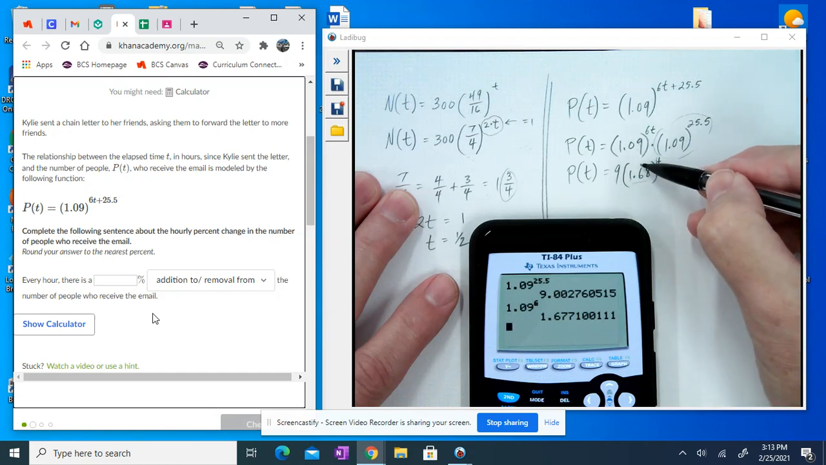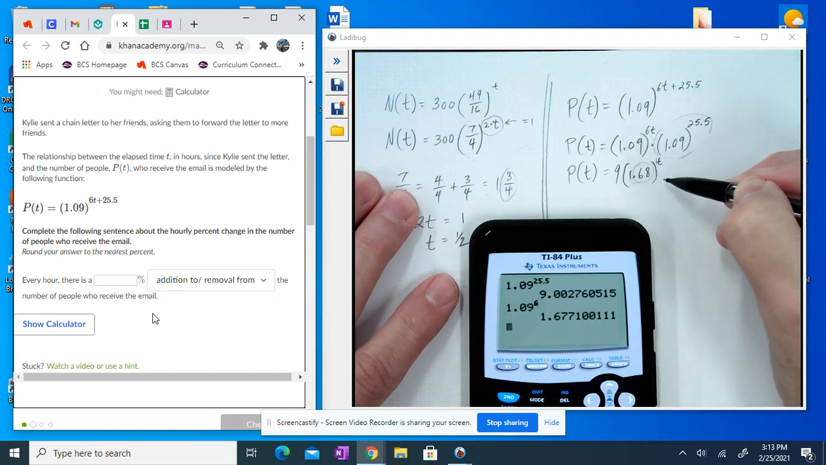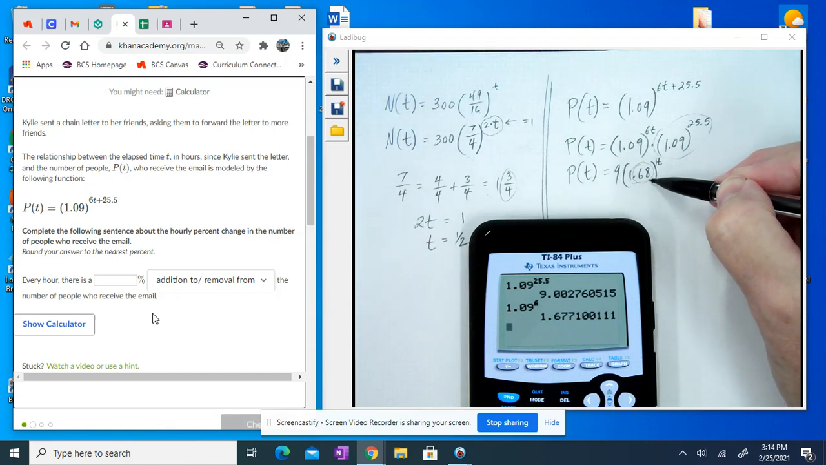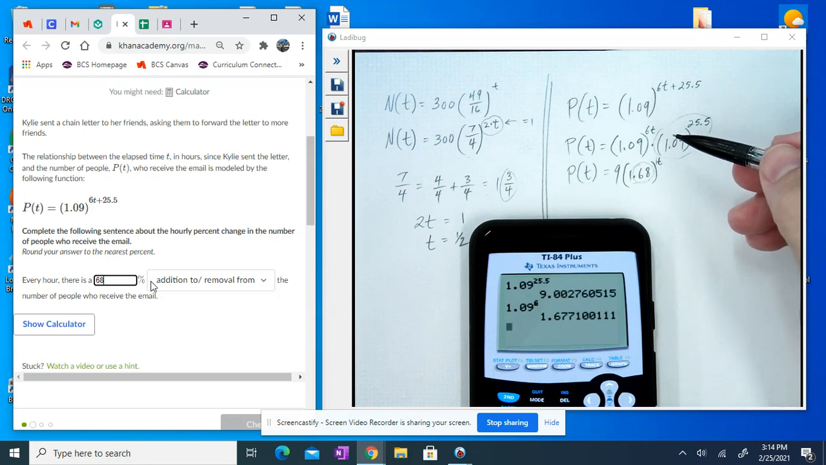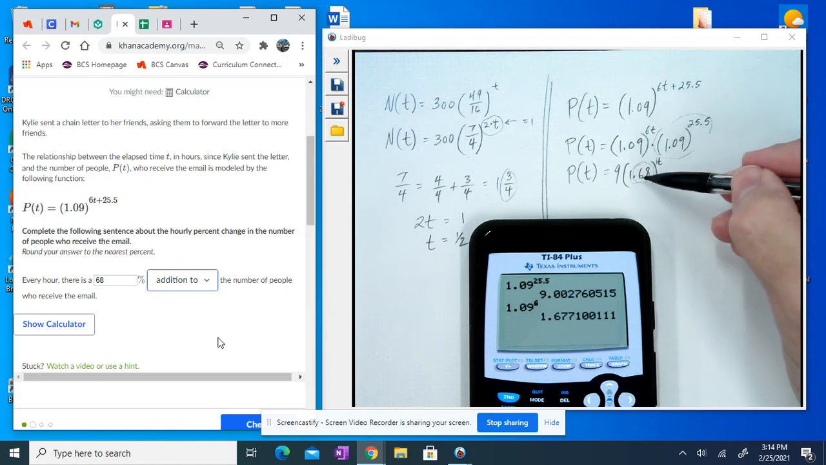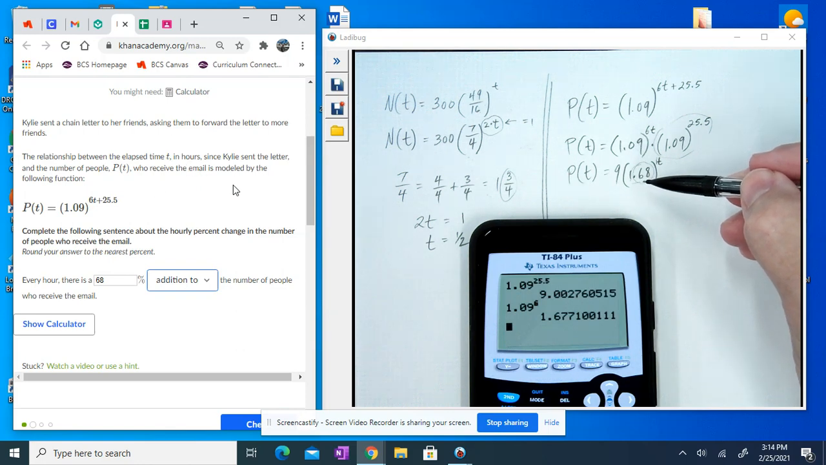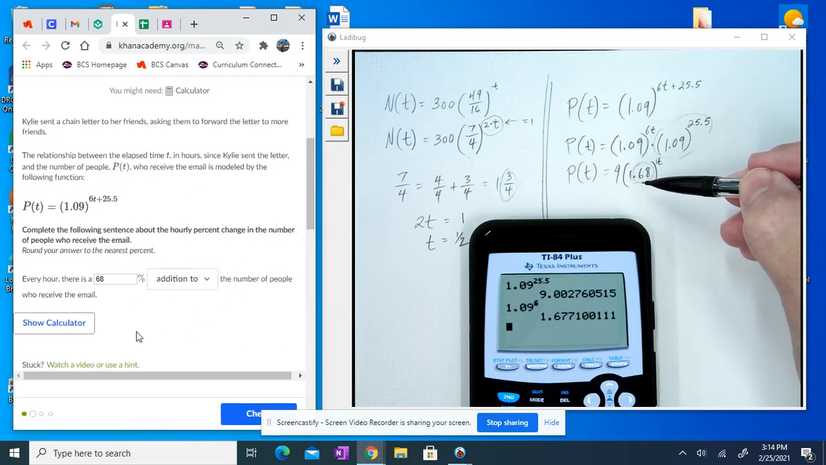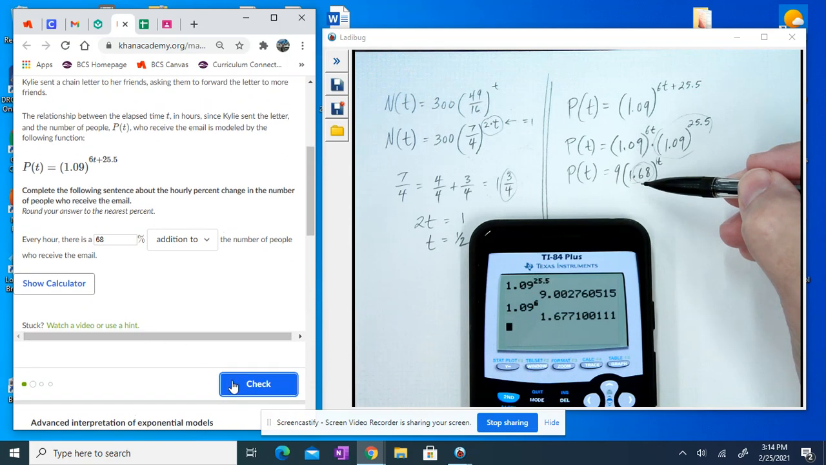And now I can see the growth rate is 68%, right? So every hour there is a 68% addition. And it's addition because this value is bigger than 1, so it's growing. And, you know, common sense tells me her email scheme has to grow. The number of total emails read is just going to keep going up. So 68% addition to the number of people who receive the email. All right.